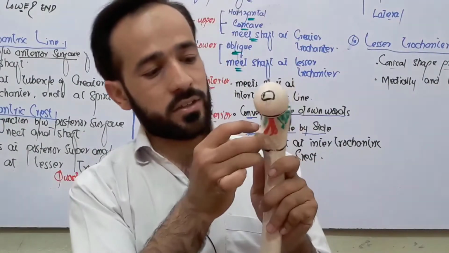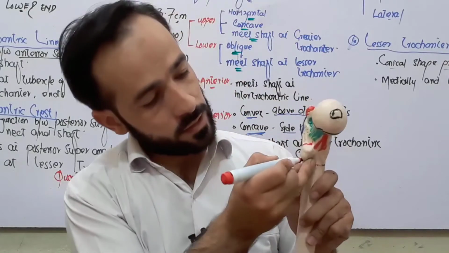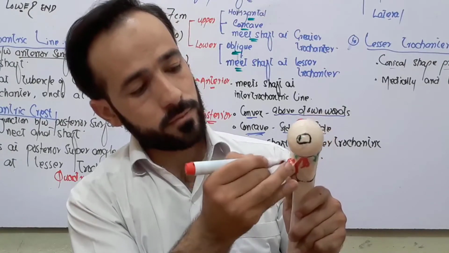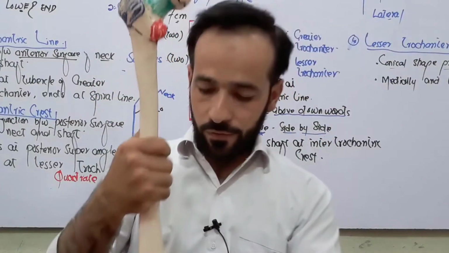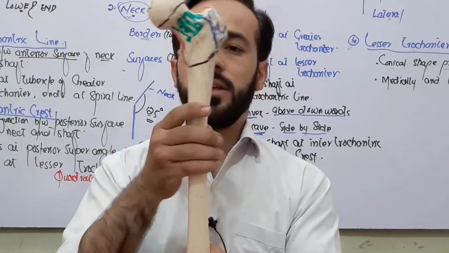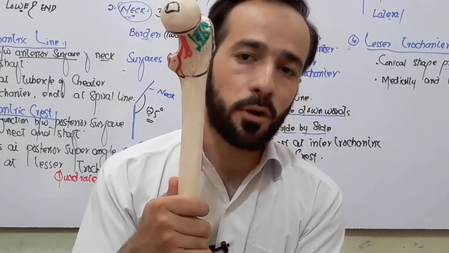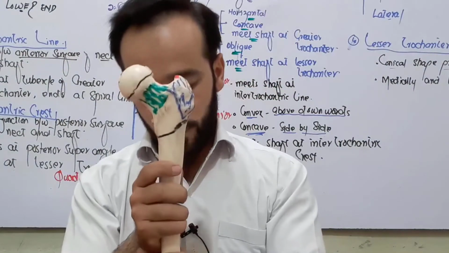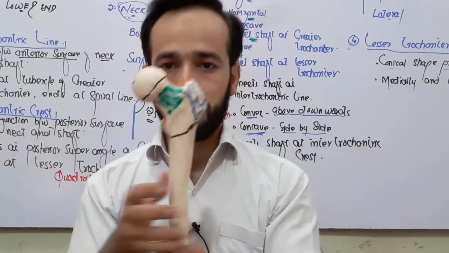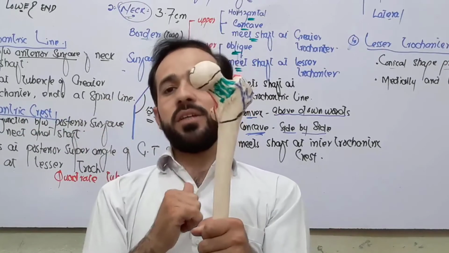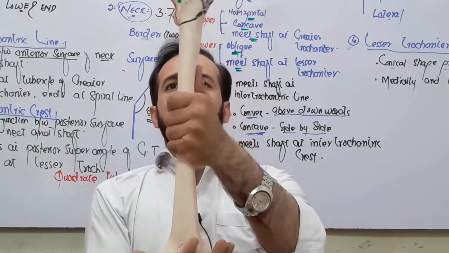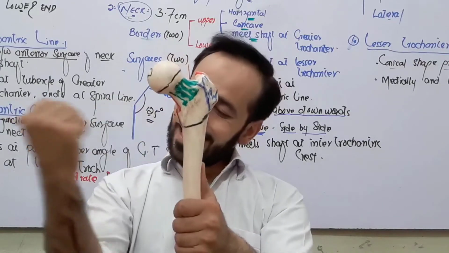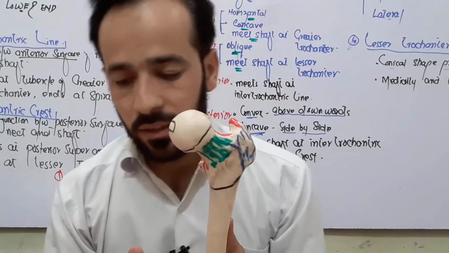Next was the lesser trochanter, this one. So here is your lesser trochanter, right friends? This is the lesser trochanter, and I have told you that the lesser trochanter is a cone shape bony prominence, right? You can see it. This is the lesser trochanter, right? And it is pointed backward and medially. It is located backward and medially. If you have the bone in your hand, you will easily know that this lesser trochanter is located medially and backward, right friends?